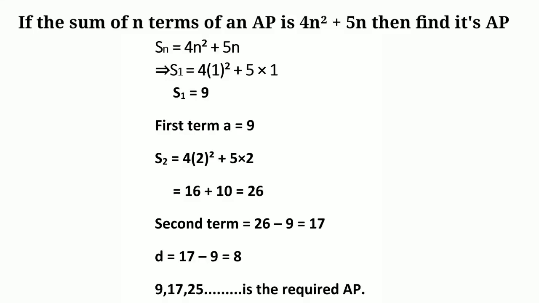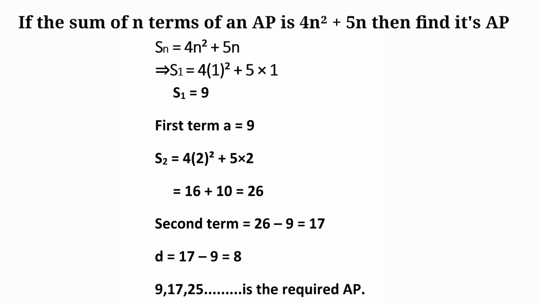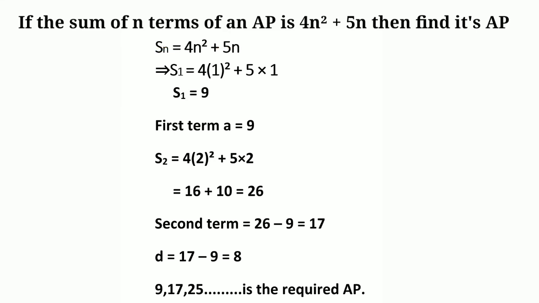The next question: if the sum of n terms of an AP is 4n square plus 5n, find its AP. So we need to find the arithmetic progression. That means we need the first term and common difference, then we get the arithmetic progression. So here the given expression is Sn is equal to 4n square plus 5n. So substitute n is equal to 1. What happens here? S1 is equal to 4 into 1 square plus 5 into 1. So S1 is equal to 9.